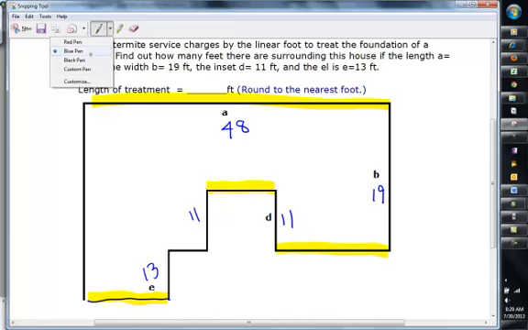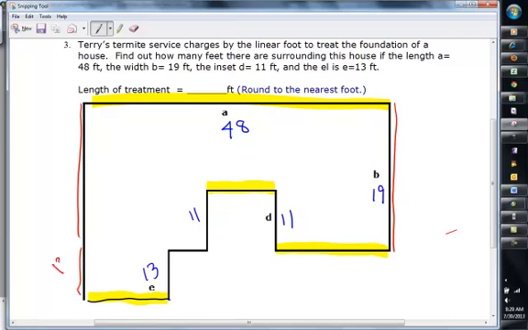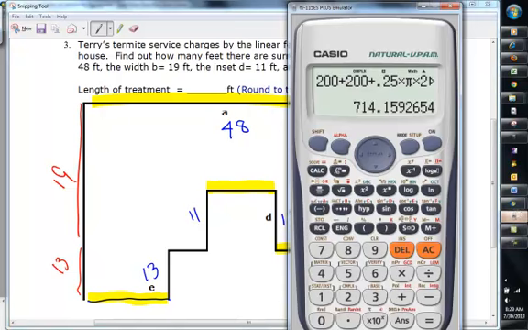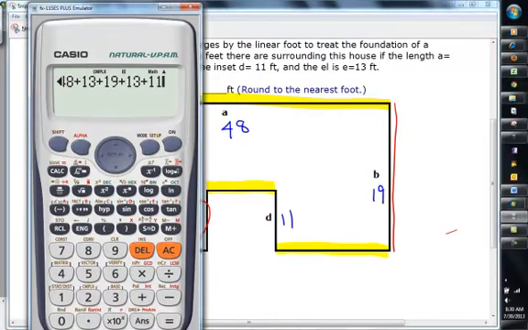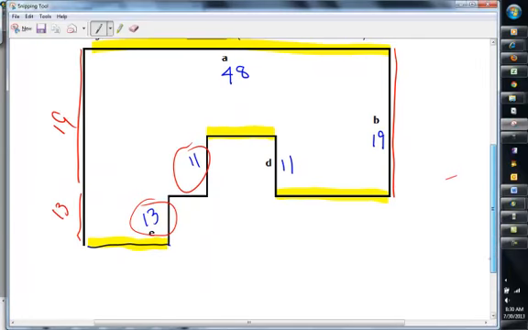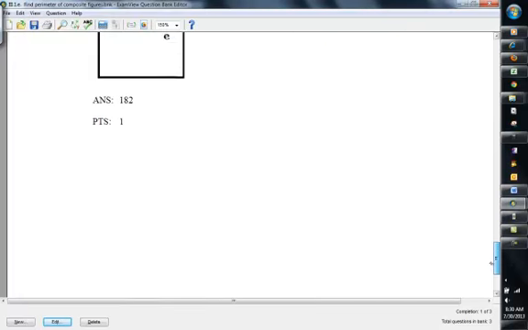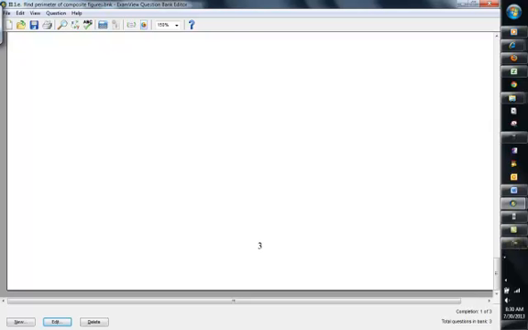I'm going to change colors. This is 19, so this is 19, and this is 13. When we find our perimeter, we can do it by taking the bottoms and tops, which would be 48, that's the top, and the bottom is also 48, plus 13 plus 19, that's the left side, plus 13 plus 11, that's this section and this section, plus 11 plus 19, and so it's 182 feet all the way around the house. That is the end of that composite lesson on finding perimeter of composite figures.